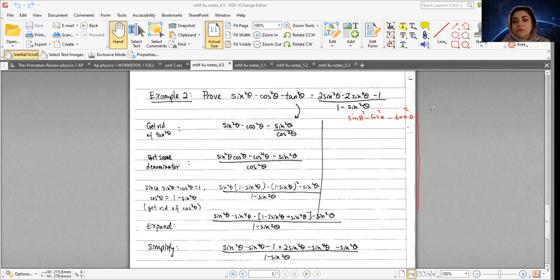At the other side, we have 2 sine power 2 theta minus 2 sine power 4 theta minus 1 minus sine power 2 theta. Okay. We can work from this side. So tan, I can write tan as what?